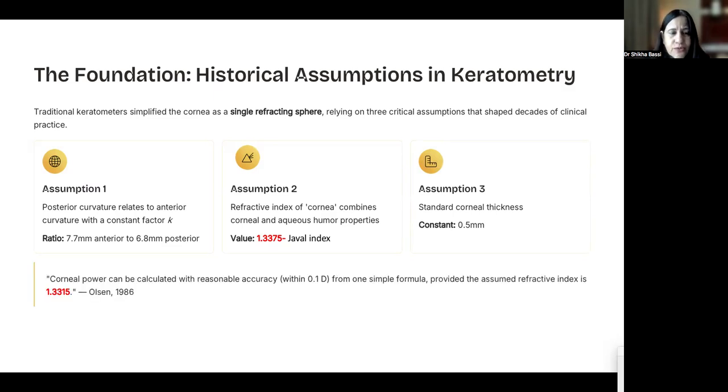replaced by the actuals. And the first step came in 1986 by Dr. Olson et al. in the paper published in BJO. He worked on this second assumption of corneal refractive index, and he gave a formula. I'm not going into the details of the formula. And he said that instead of 1.3375, if we use 1.3315, we can reach the corneal power calculation to a reasonable accuracy, that is within 0.1 diopters.